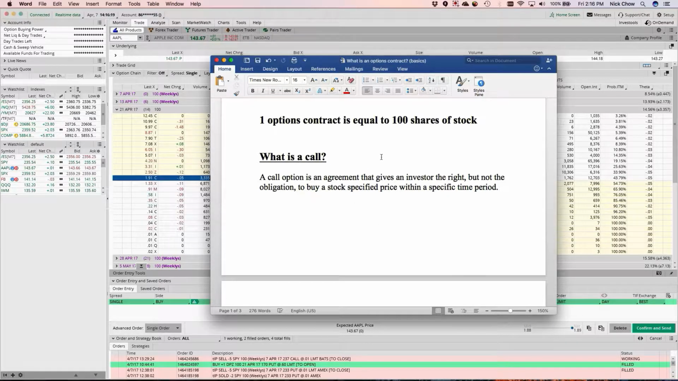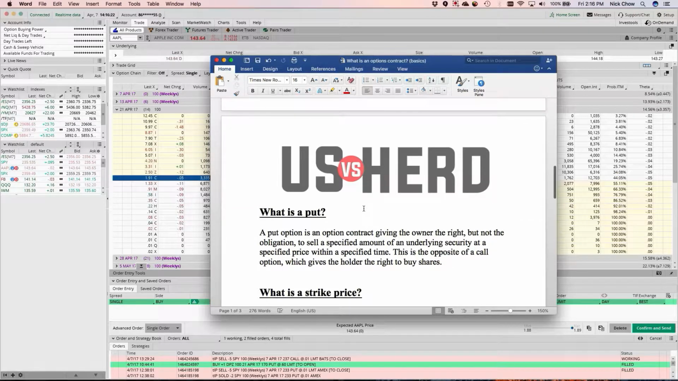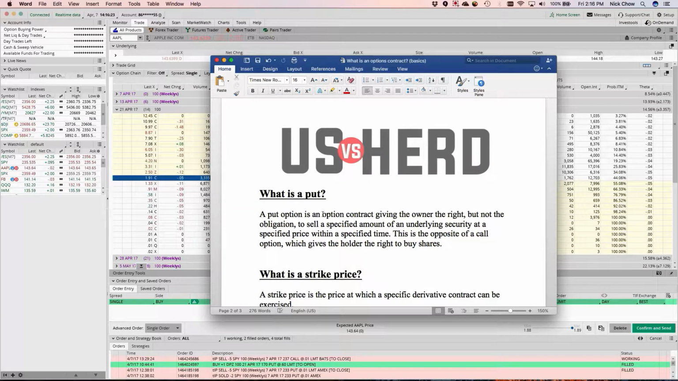But let's go back to the puts here. A put option is an option contract giving the owner the right, but not the obligation, to sell a specified amount of an underlying security at a specified price within a specified time. This is the opposite of a call option, which gives the holder the right to buy shares. So for puts, instead of buying shares, we're selling shares, so that means we would be short.